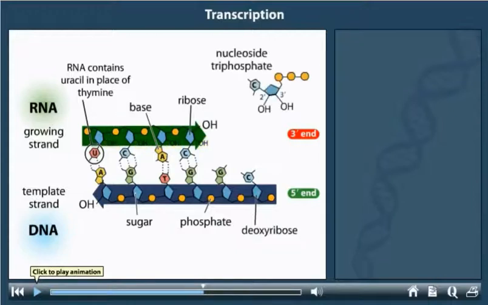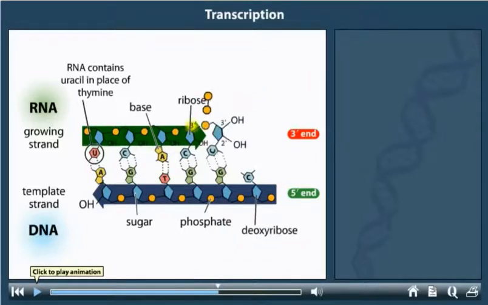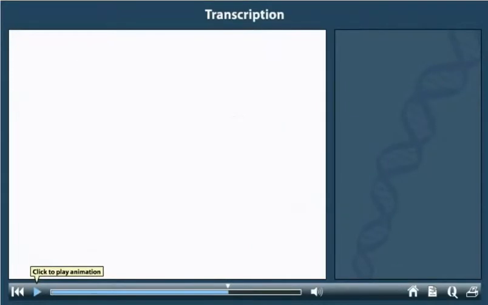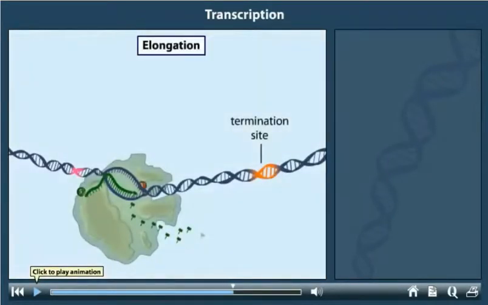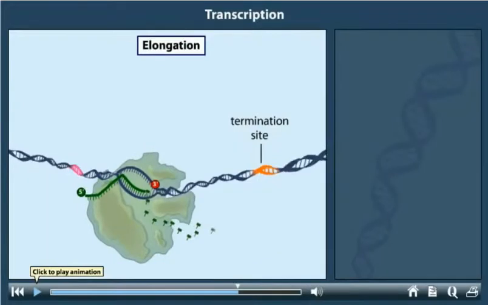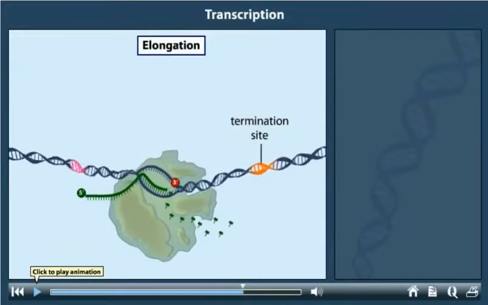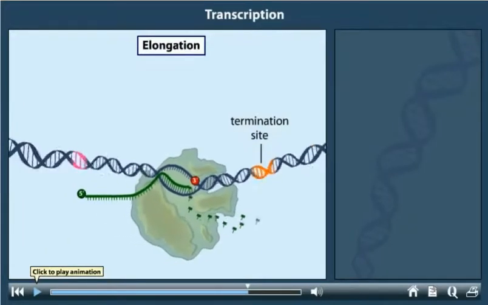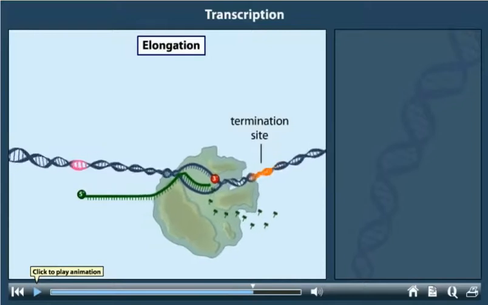RNA polymerase functions similarly to DNA polymerase. It adds nucleotides to the 3' hydroxyl group of the last nucleotide. The DNA double helix rewinds as the RNA polymerase moves through. Like the unwinding, the rewinding is an energy-requiring process that is accomplished by RNA polymerase.